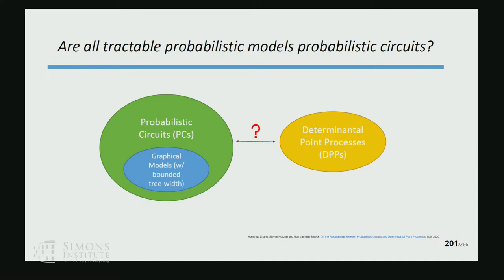And so the question we had a couple of years ago was, well, okay, we have this gigantic language of probabilistic circuits that are decomposable. It includes all bounded tree-width graphical models. And then we have these DPPs, and we don't really know how they fit in this picture.